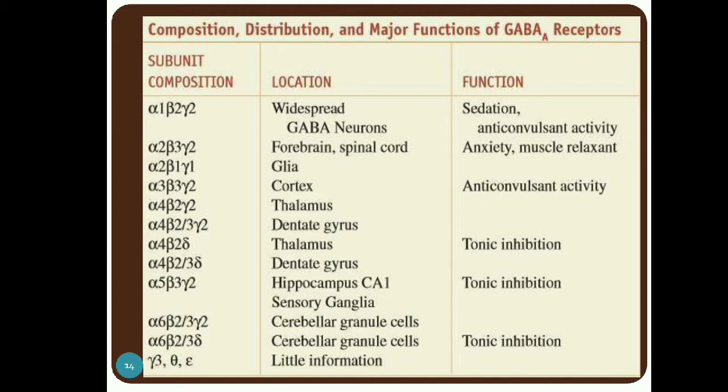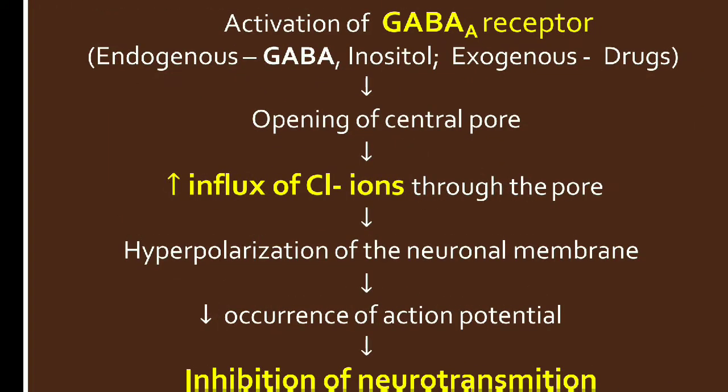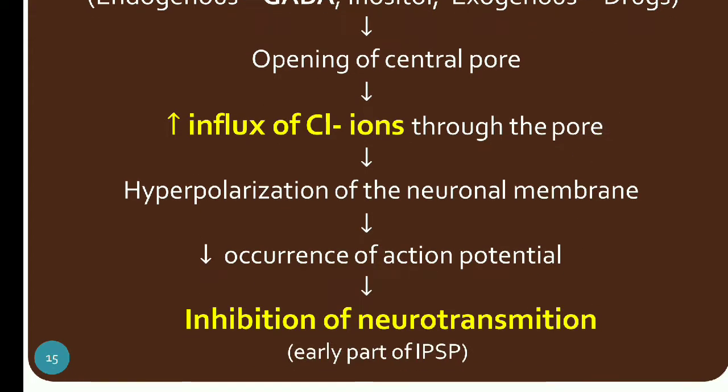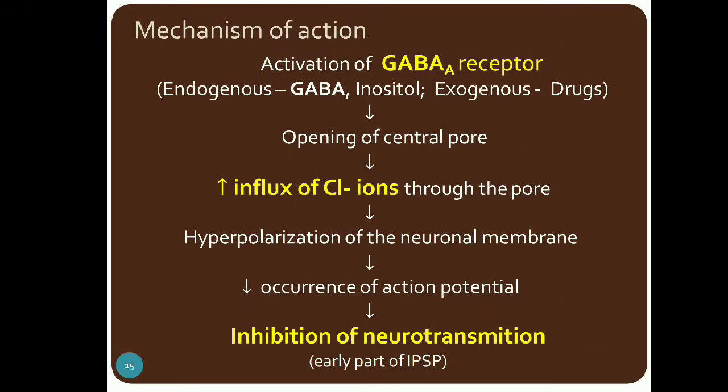When we talk about the mechanism of action, it is the activation of the GABA A receptor by endogenous GABA or exogenous drugs. This causes opening of the central pore and increases the influx of chloride ions through the pore, leading to hyperpolarization of the neuronal membrane. This decreases the occurrence of action potentials and ultimately inhibits neurotransmission. And how does this decrease the action potential?